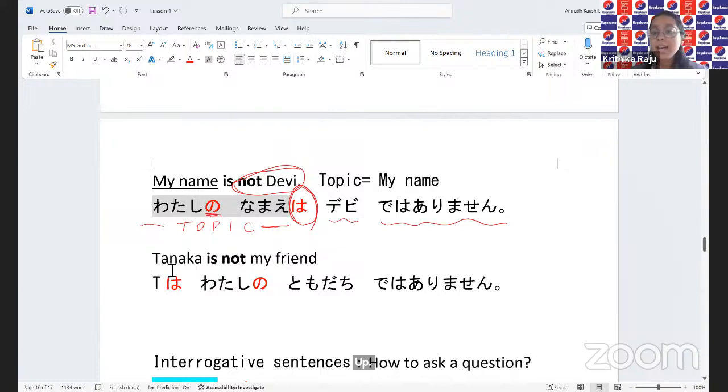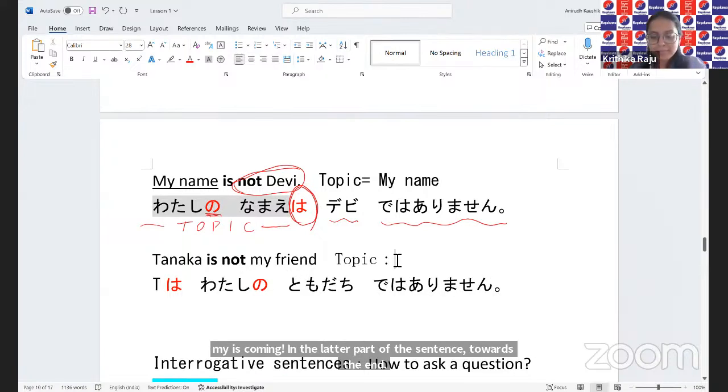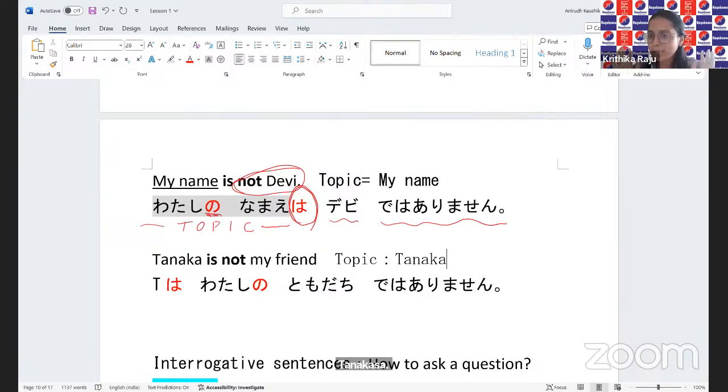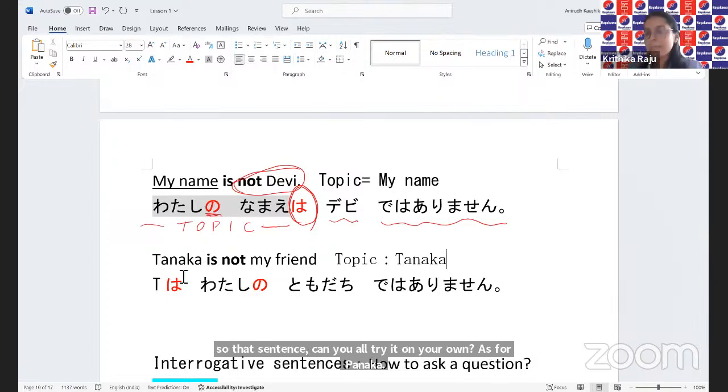Tanaka is not my friend. In the previous sentence, my came in the first part of the sentence, in the topic part. Here, my is coming in the latter part of the sentence, towards the end. What is the topic in this sentence? Tanaka-san. I'm talking only about Tanaka, and then I'm proceeding to say that she is not my friend. Can you all try it on your own? As for Tanaka-san, she is not my friend.